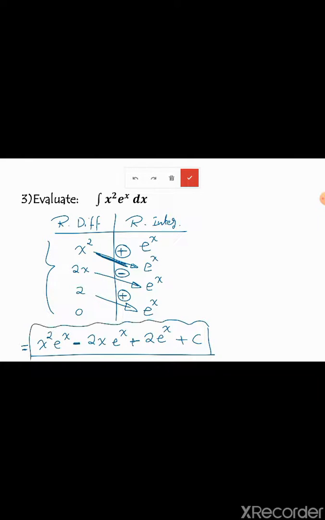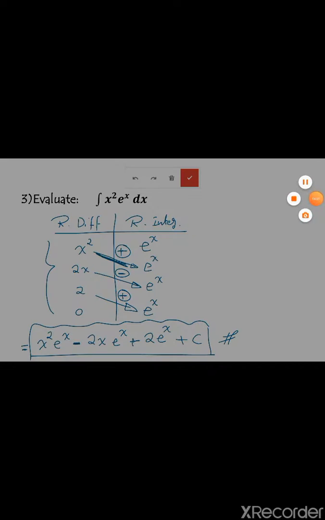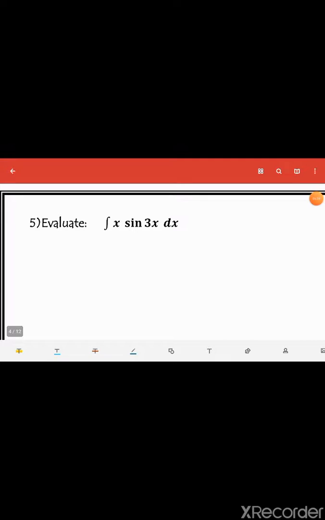I know that you're gonna like this way because it's so easy rather than the other way. In example 5, how to evaluate the integral of x sine 3x. Let's solve this example by using the two ways.